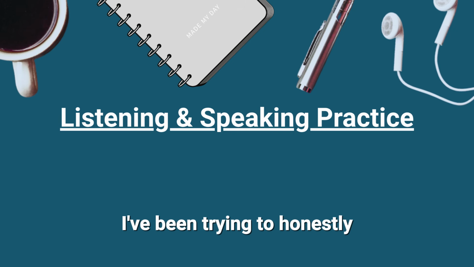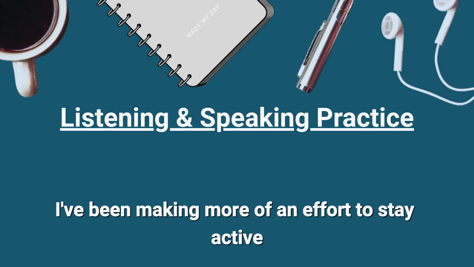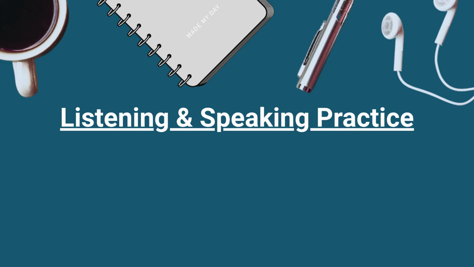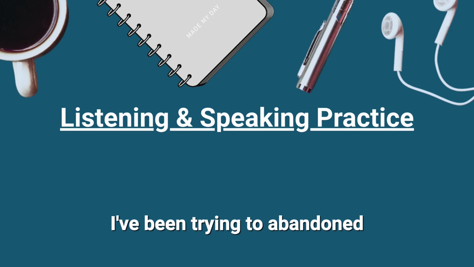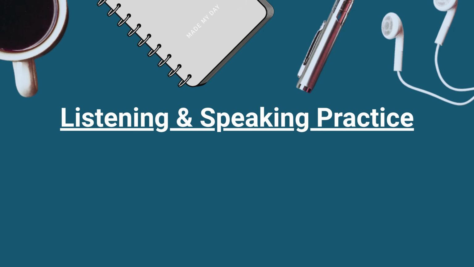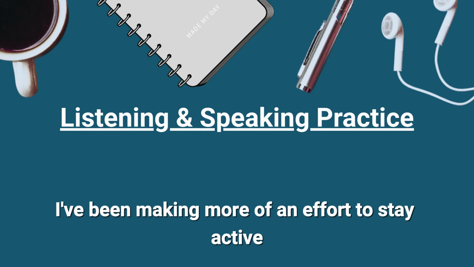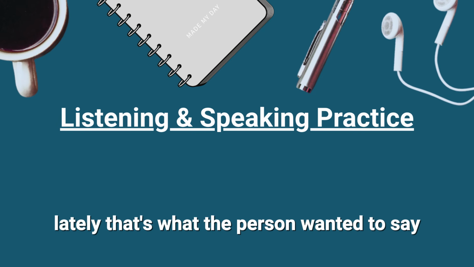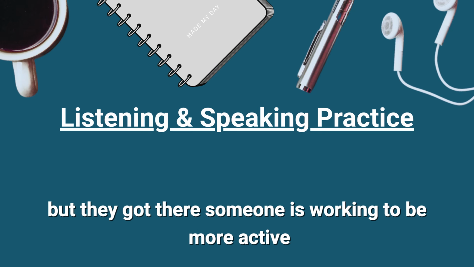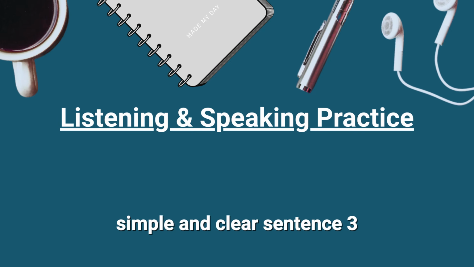Sentence 2. "I've been trying to, honestly, exercise has been, I've been making more of an effort to stay active lately." The restart happens twice. "I've been trying to" is abandoned. "Exercise has been" is abandoned. The final message: "I've been making more of an effort to stay active lately." That's what the person wanted to say. They struggled to get there, but they got there. Someone is working to be more active. Simple and clear.